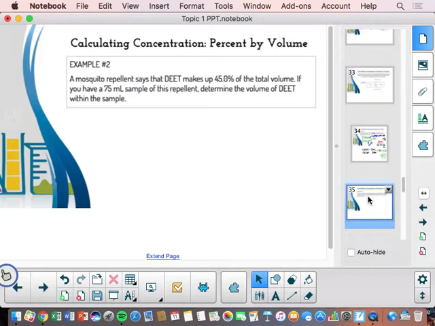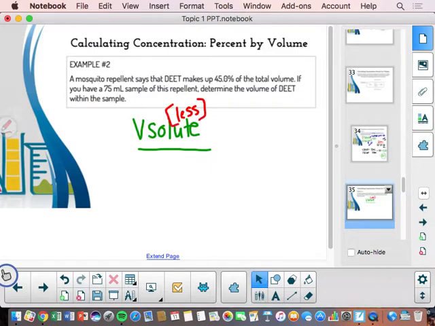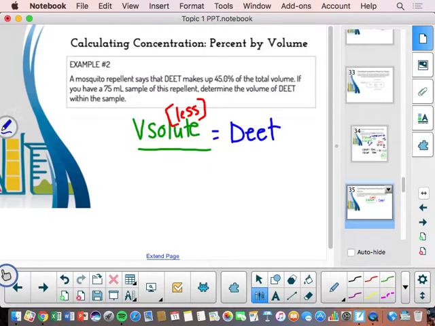Let's do the second one. This is another percent by volume. It says a mosquito repellent says that DEET makes up 45% of the total volume. If you have a 75 milliliter sample of this repellent, determine the volume of DEET. So DEET in this solution would be the solute, making up less of it. Think of this one as always being the one that's less. So in this case, that's DEET. That's the good stuff in bug repellent that actually makes it work.